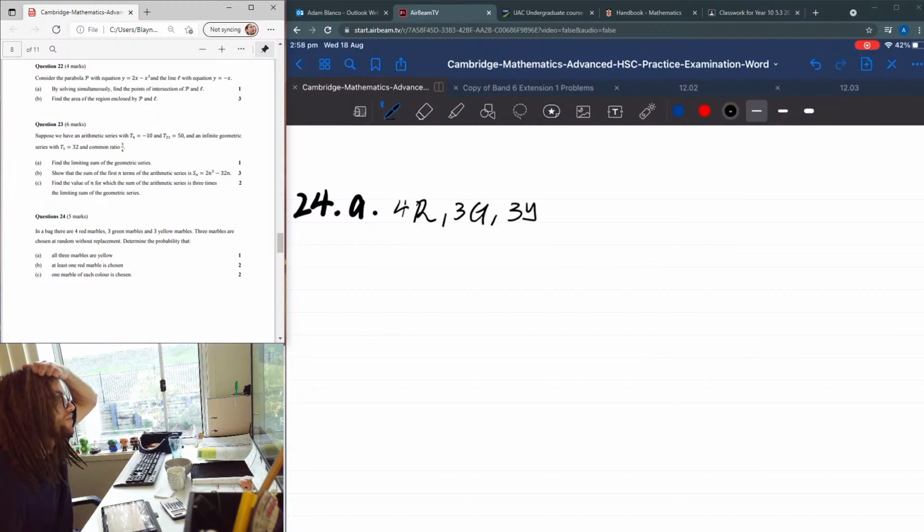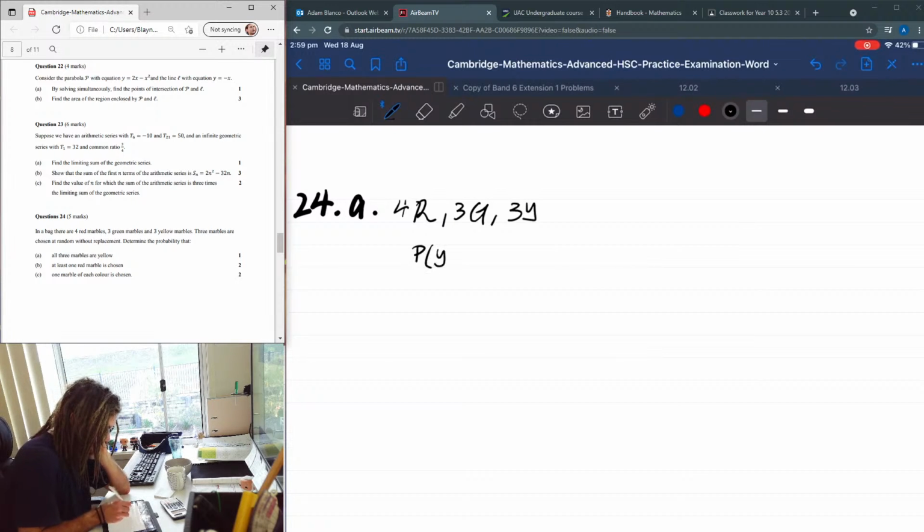3 marbles are chosen at random without replacement. Determine the probability that all 3 marbles are yellow. Let's just say without replacement. I guess you could draw a tree, but don't really need to. The probability of yellow, yellow, yellow. Is that what it was asking?